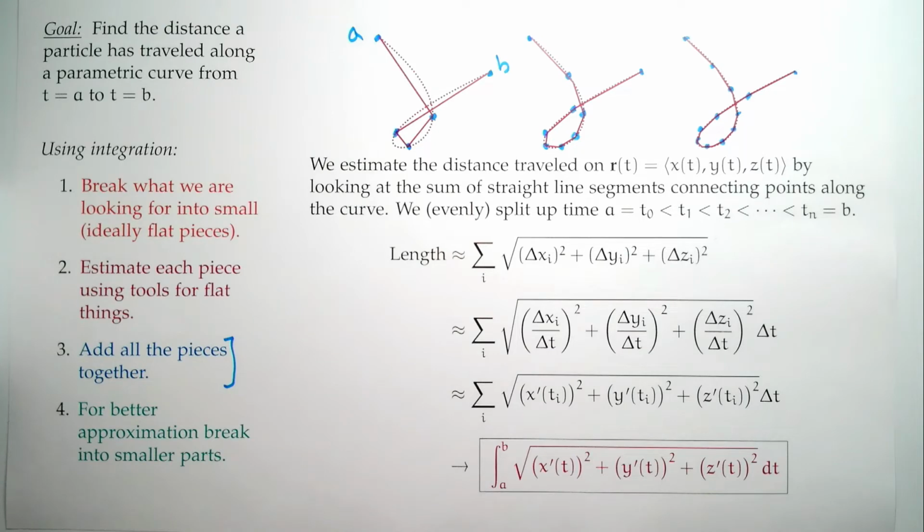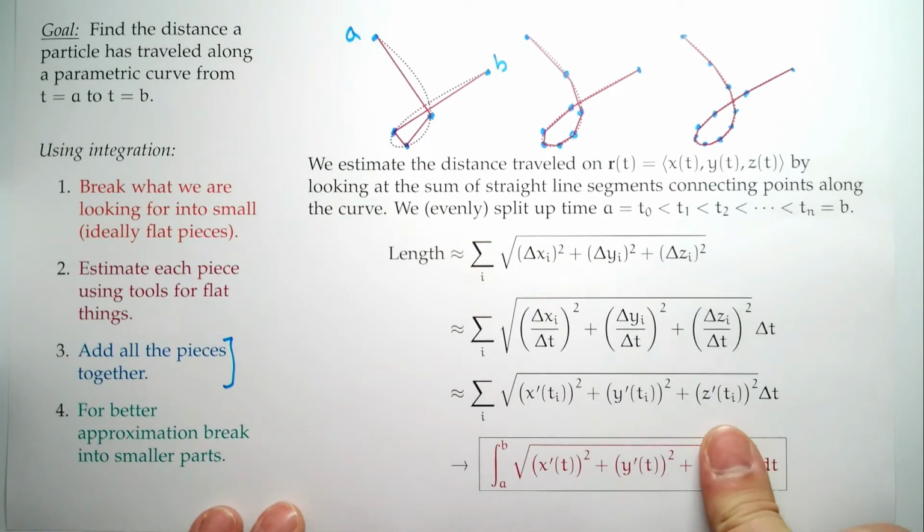Now, we should point something out. If you recall from Calculus 2, we did talk about arc length. In particular, we talked about the arc length of a parametric curve in 2D. Do you remember the formula for that? Yeah, it's the square root of x prime squared plus y prime squared. So it's not very surprising that we just throw in a z prime squared, and now we're good to go.